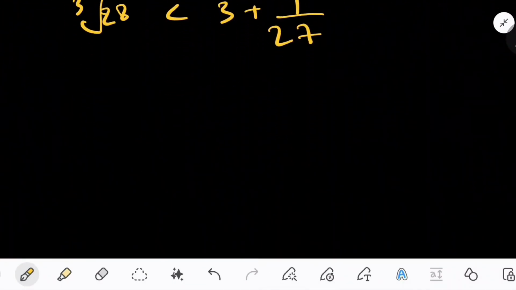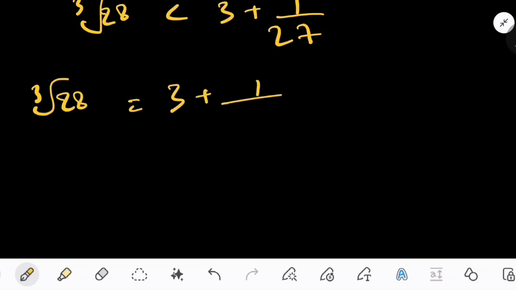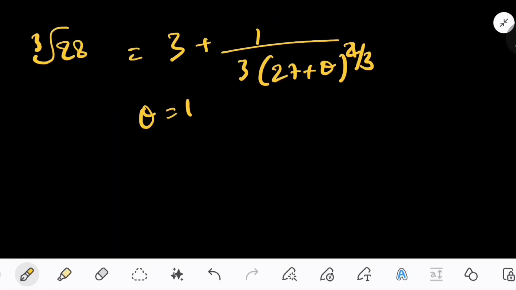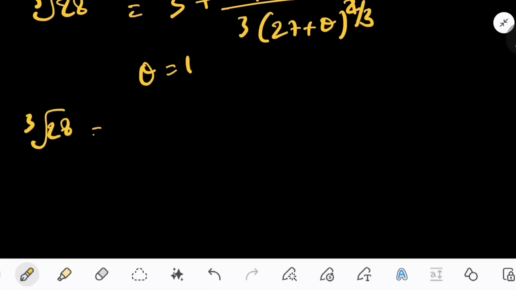Let's see how you will prove it. Cube root of 28 is equal to 3 plus 1 upon 3 into 27 plus theta raised to the power 2 upon 3, right? Now put theta is equal to 1. So you get cube root of 28 is equal to 3 plus 1 upon 3 into 28 raised to the power 2 by 3, right? And this is the minimum possible value of this expression. Okay.